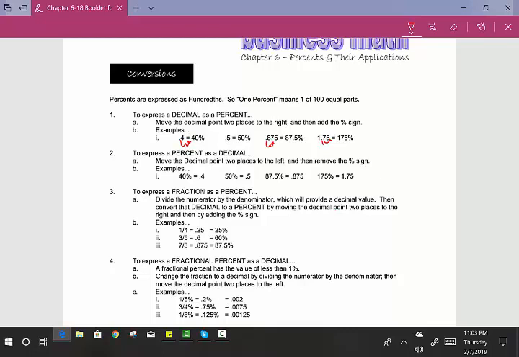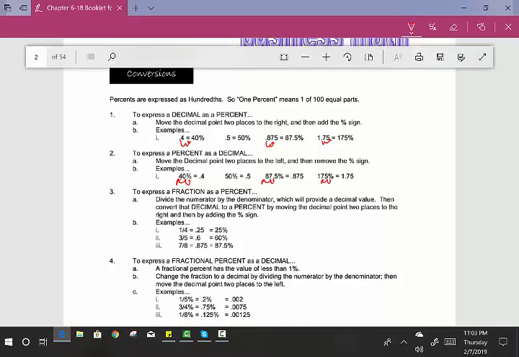So we're going to start at the percent sign and move the decimal point 2 places to the left, which is 0.4, and that gives you 4/10. Okay, 50% gives you 5/10. 87.5%, move the decimal point 2 places to the left, since it exists right there within the value, and that turns into 875 thousandths. 175% turns into 1.75, or 1 and 75 hundredths.